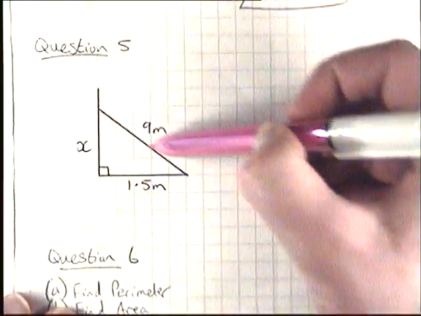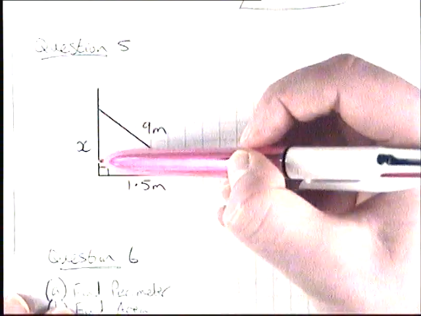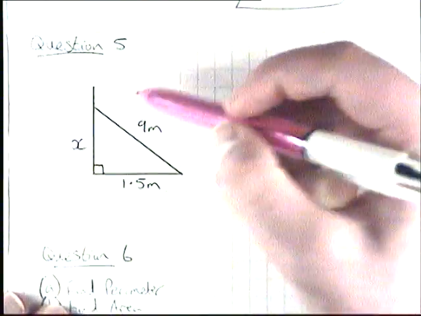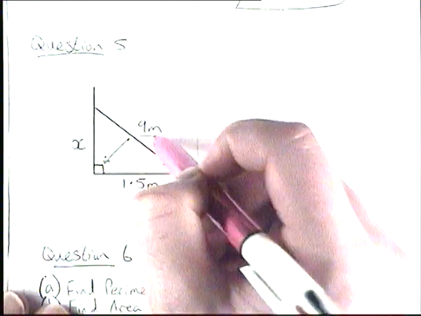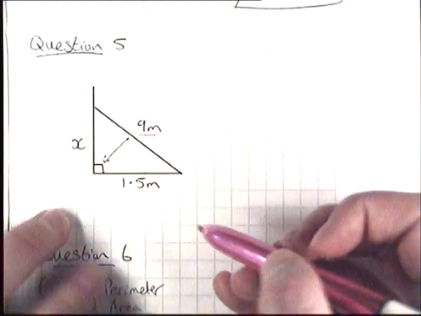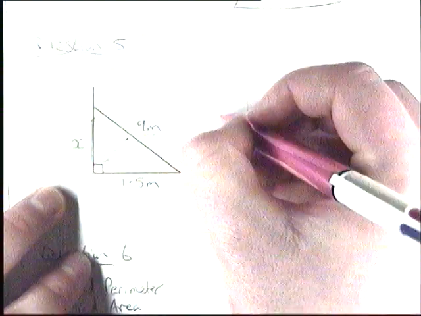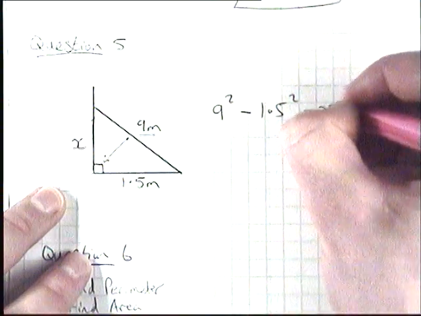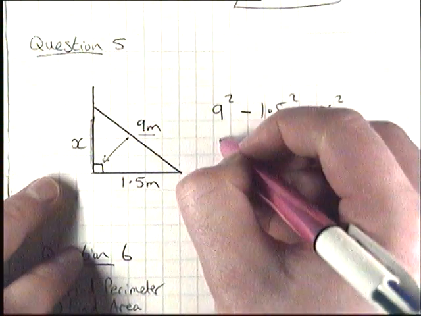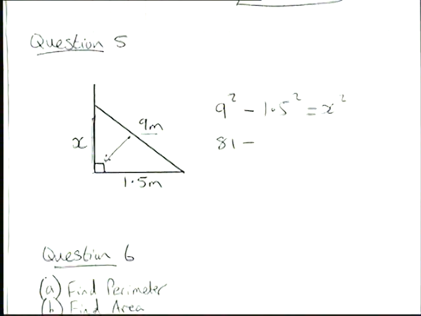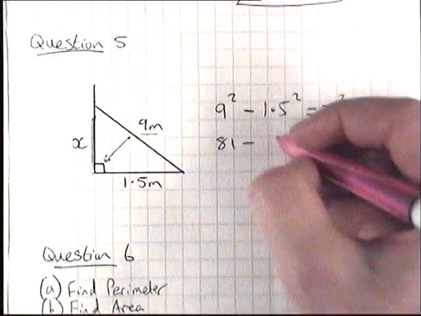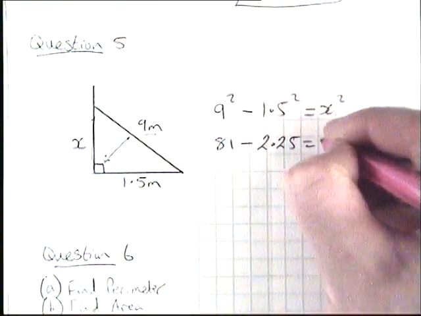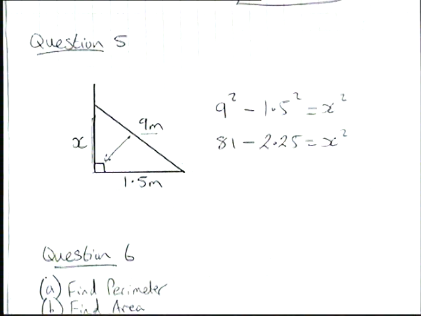Question 5, so you had your ladder going up the wall and we needed to try and work out how far up the wall the ladder went. Now we're given the long side, 9 meters, it's opposite the right angle, so we know it's the longest side, so we're trying to find one of the shorter sides. So we're going to do our longest side squared minus the shorter side that we're given squared, and that's going to be equal to x squared. So we've got 81 minus 1.5 squared, which is 2.25, and that's still equal to x squared. And so now we need to take away the 2.25 away from 81.